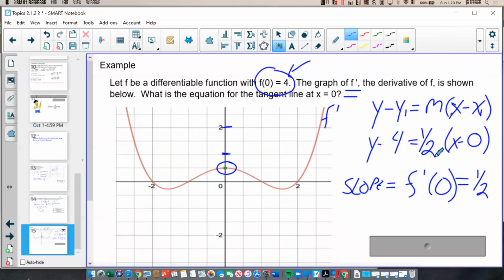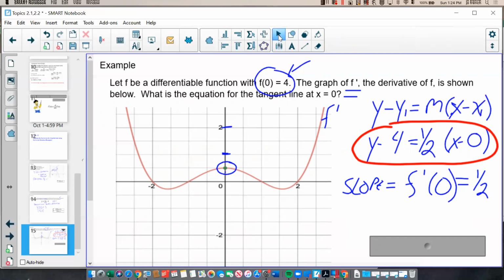Now remember, if you're answering a question like this on the free response, you can stop right here and you will receive full credit. However, on a multiple choice, you may be asked to simplify to y equals mx plus b. Okay, those are our examples for section 2.2.